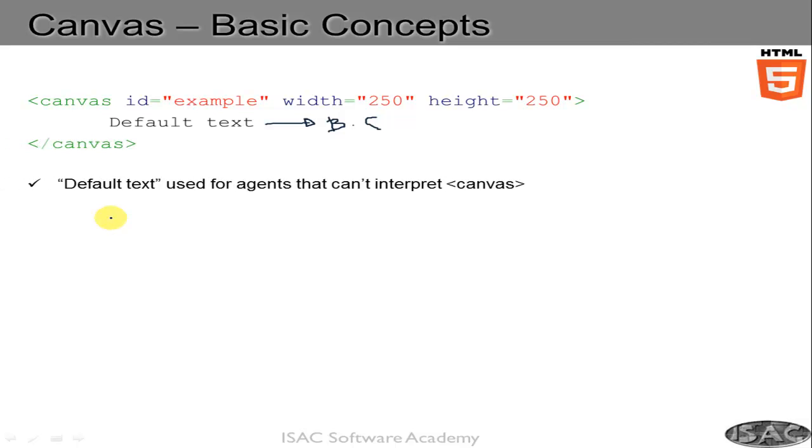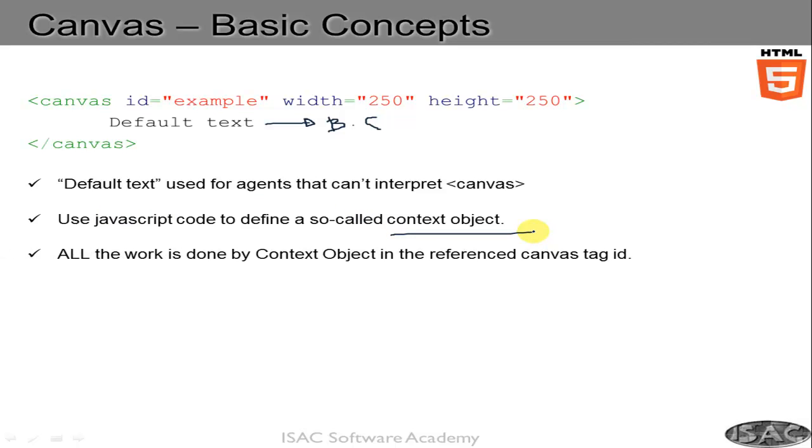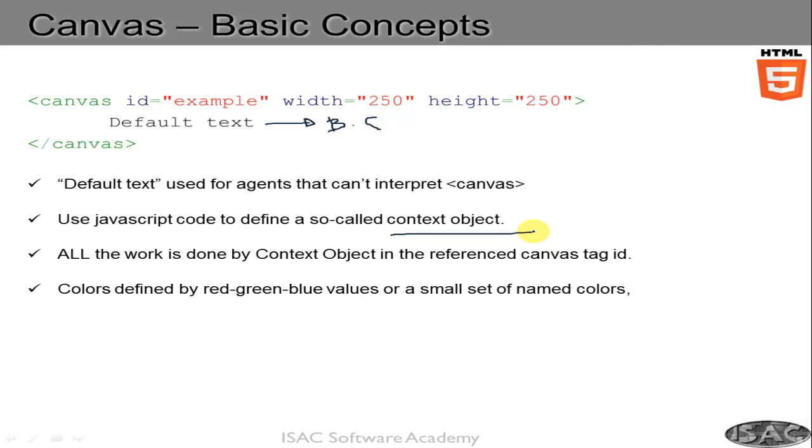Now, default text is used for agents that cannot interpret canvas. Agents mean browsers. Use JavaScript code to define a so-called context object. This is the most important one, the context object. We will see that all the work is done by the context object in the referenced canvas tag ID. Colors are defined by red, green, blue values or a small set of named colors.